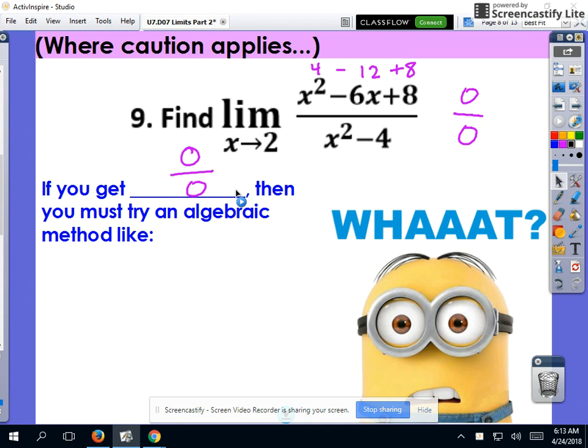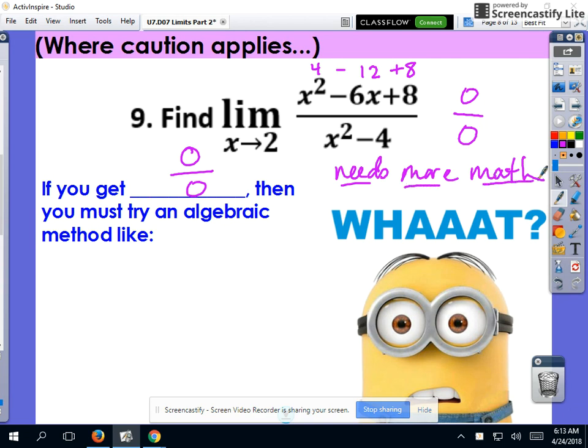Then you must try an algebraic method. That means that you're not doing anything wrong. You just can't use direct substitution. Your answer can never be 0 over 0. So we have to do something else. If you ever see 0 over 0, you can think needs more math. Everybody say that. Needs more math.